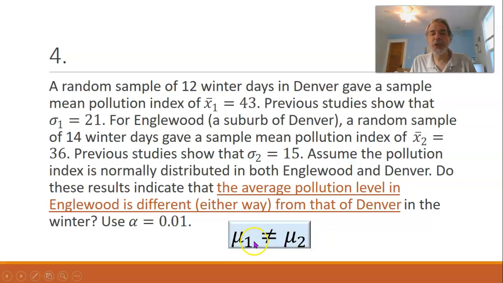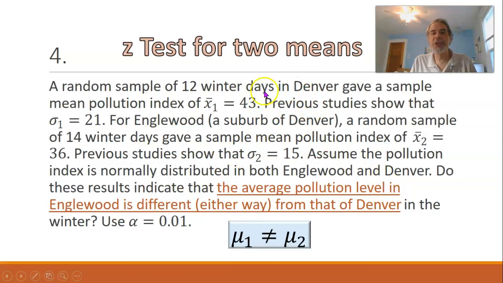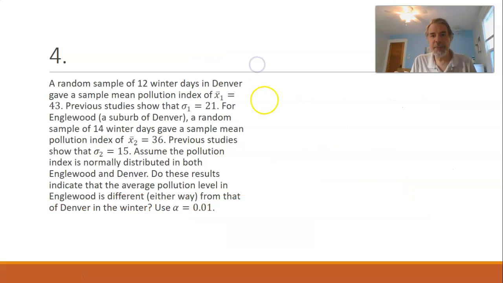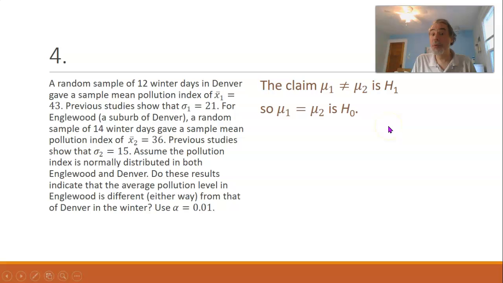It's a claim about two different means, the means for two different populations. So this is a z-test for two means that we're going to be doing. So step one, the claim is that mu1 is not equal to mu2, and that would be the alternative hypothesis. It's about a difference. So the null hypothesis would have an equal sign in it. It would be that mu1 is equal to mu2.